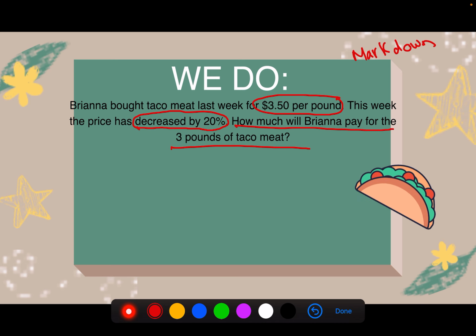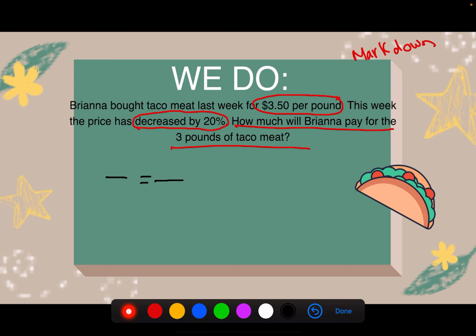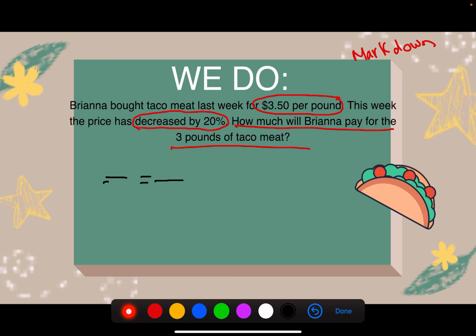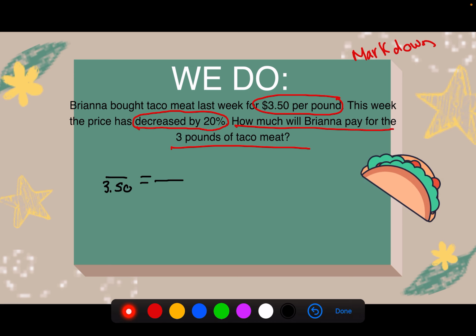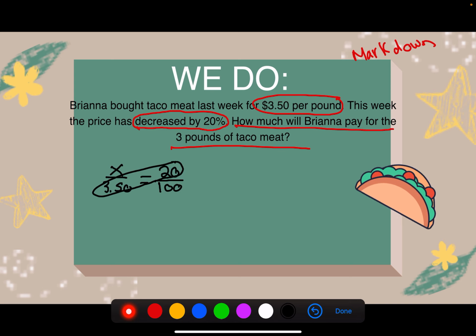We're going to go ahead and set up our proportion first. So we have 350. Is that our part or our whole? 350 is our whole. Yeah, that's correct, because that's the cost per pound. So it's 3.50. And then we have 20%. So 20% goes where? On top or bottom? On top is correct. And then what's going to go under it? That's correct, 100, because it is our percent. Now we have our x here. So we're going to cross multiply and divide.